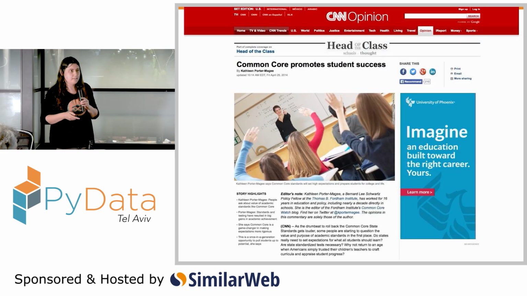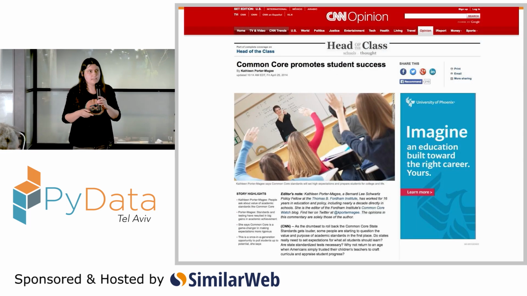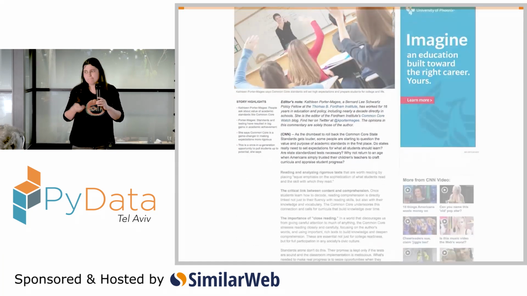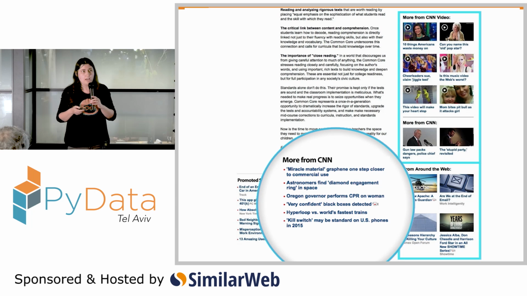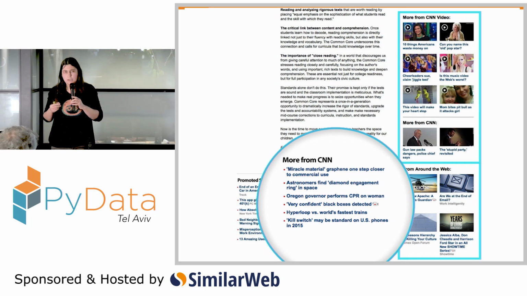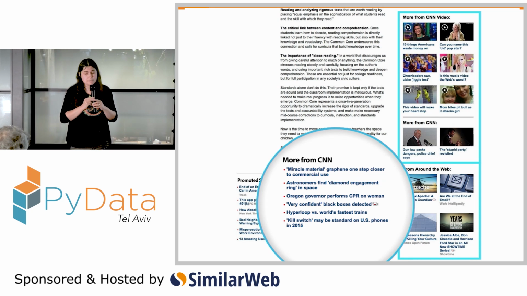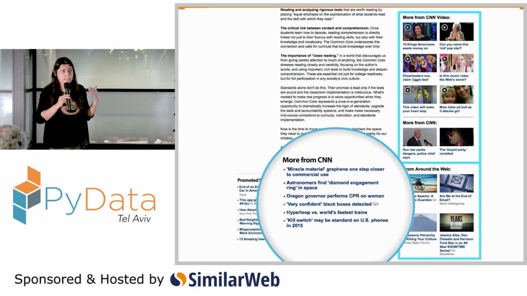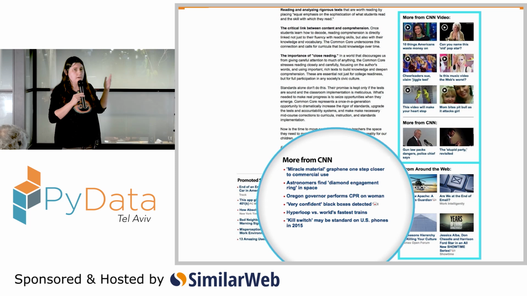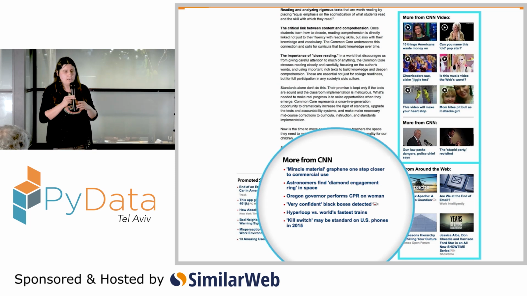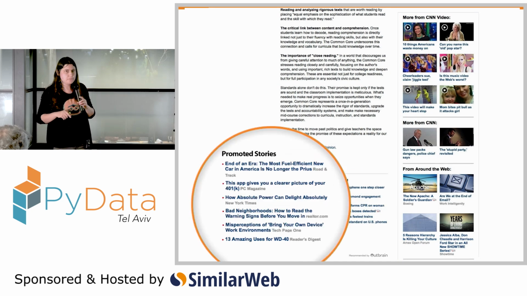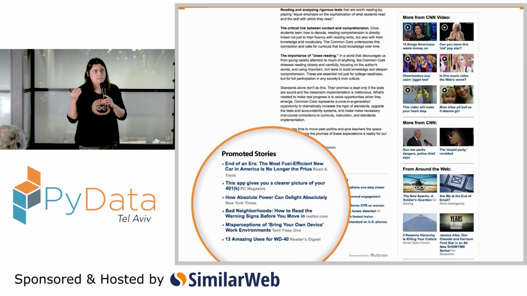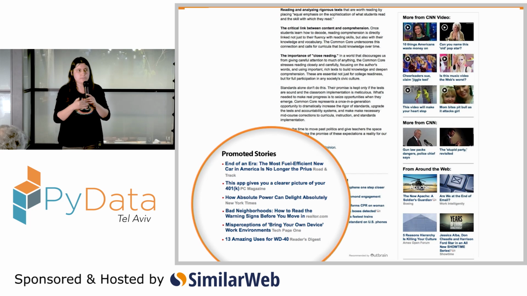So if you are reading an article, let's say on CNN, you got to the bottom of the story and you're seeing our widget. And our widget has two types of recommendations. The first type, we call organic recommendations. These are links that lead you to other articles within CNN. The second type are the promoted stories. These are links that take you outside of CNN, outside of the current publisher.